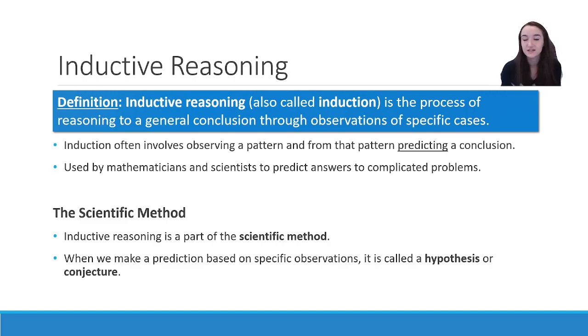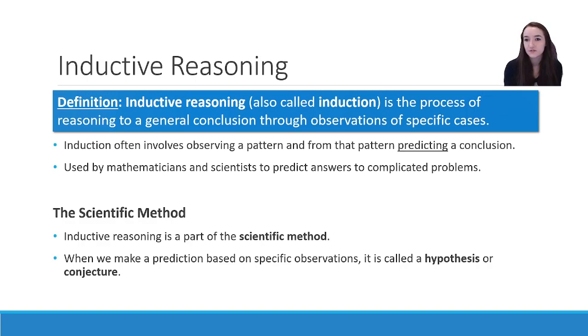This is used by mathematicians and scientists to predict answers to complicated problems, especially, and this is something you've probably heard of in any science class you've taken, maybe back in high school or whenever, the scientific method. Inductive reasoning is the basis of the scientific method. When we make a prediction based on specific observations, we call that prediction a hypothesis or a conjecture, and our goal when doing an experiment in science is to show that that conjecture tends to be true, right?